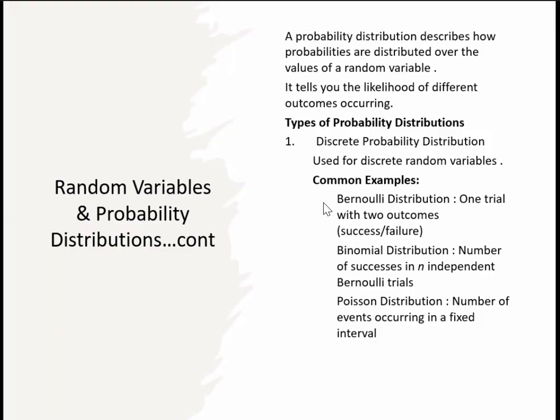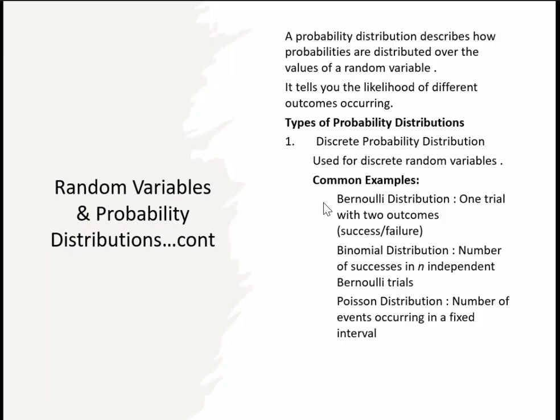So, this one is used for discrete random variables. We've looked at what random variables are, and what discrete random variables are, and now we are looking at discrete probability distribution. So what is the probability of getting those discrete random variables? The common examples here are what we call the Bernoulli distribution.